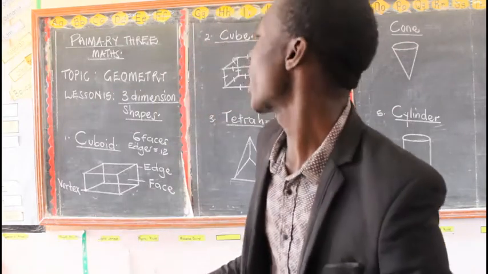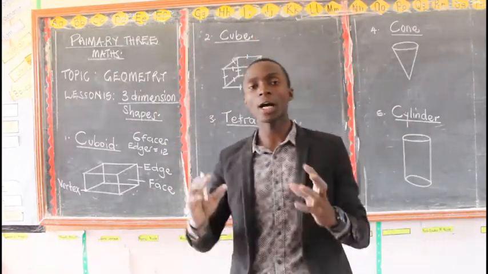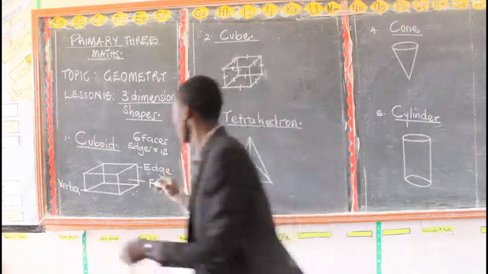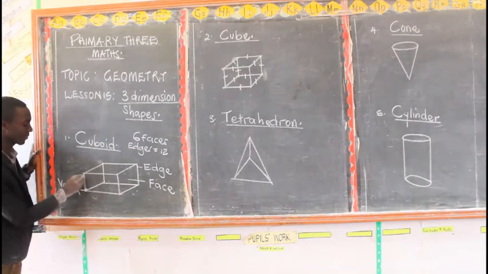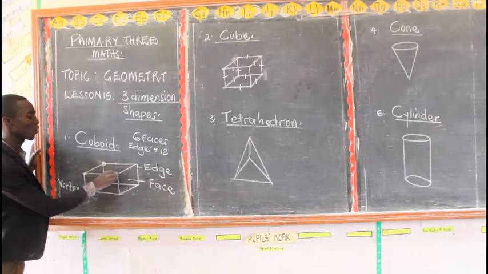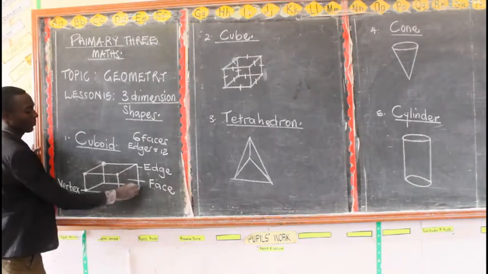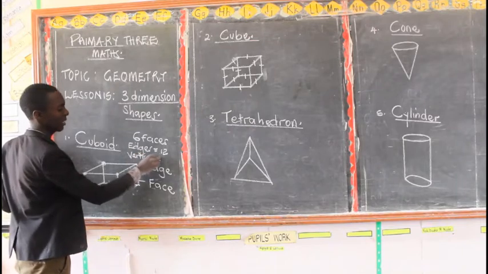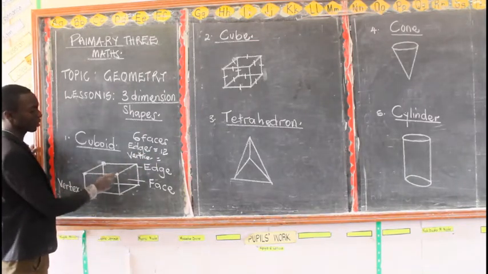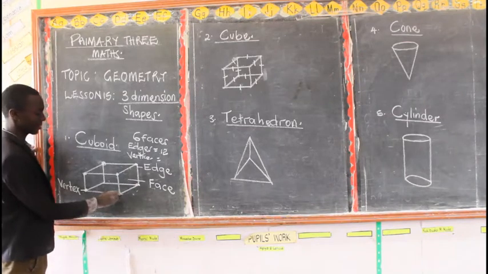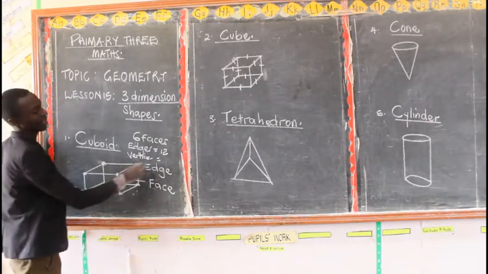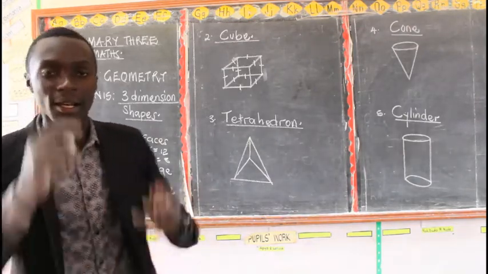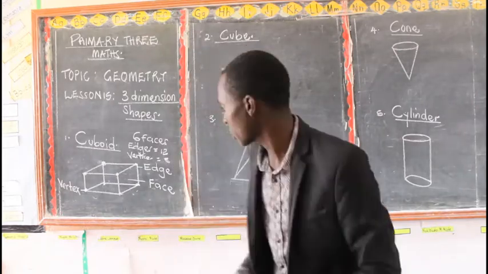How about vertices? Vertices, those are the corners. If a person talks of vertices, it means that we are looking at what you call corners. These are the vertices. These are the corners. How many are they? If you try to count, it is 1, 2, 3, 4, 5, 6, 7, 8. You can see that vertices are 8. They are 8 vertices, 6 faces, and 12 edges.